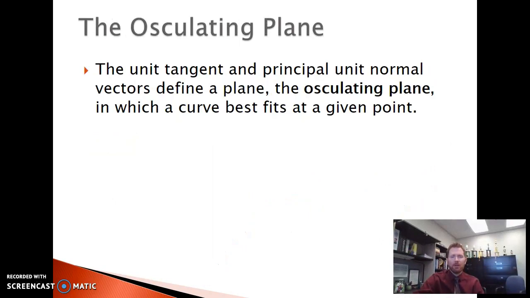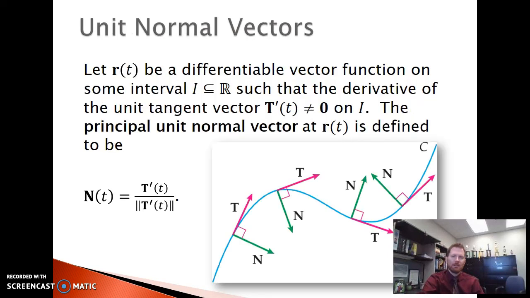Now together we can take the unit tangent and the principal unit normal vectors to define a plane. Particularly, this plane has a name. We call it the osculating plane. The reason it's called the osculating plane is it comes from the Latin word osculum, meaning to kiss. So the osculating plane will kiss the curve, essentially, right here.